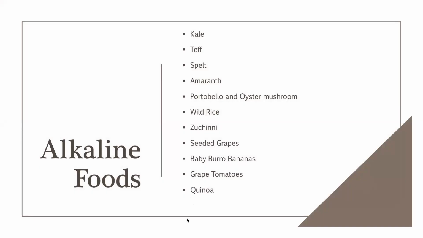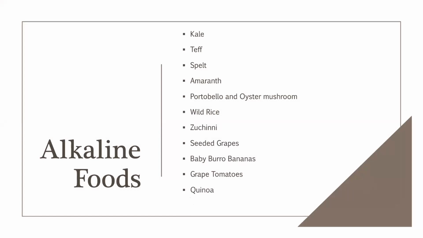All right, and let's talk about some alkaline foods. This is not the entire list. This is just a few that I'm sharing with you. But you can Google Dr. Sebi's full list, and I know it changes from time to time, but it gives you a great basis to start. So kale, teff, spelt, amaranth, portobello and oyster mushrooms, wild rice, zucchini, seeded grapes.